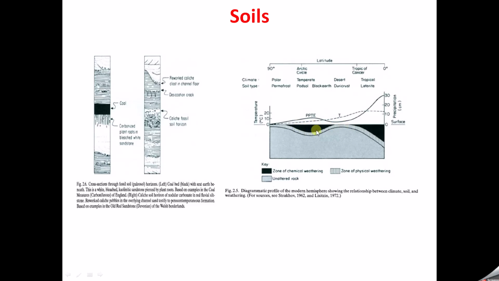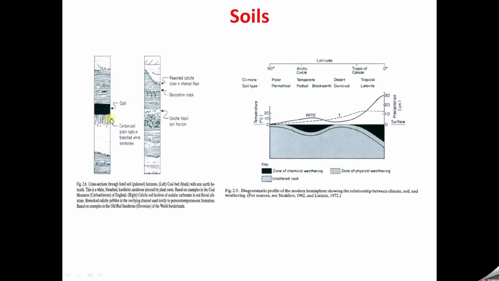But the black regions here under the Arctic Circle and under the tropical area have thick soil profiles. That means you have soil horizons A and B, and you have active chemical weathering. Here we look, this is modern soils. This is the fossil soils.